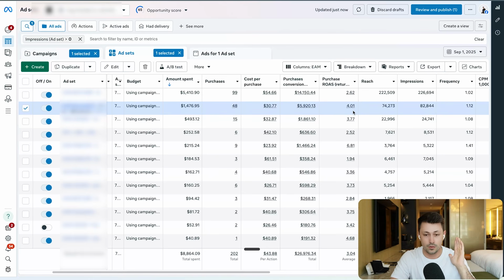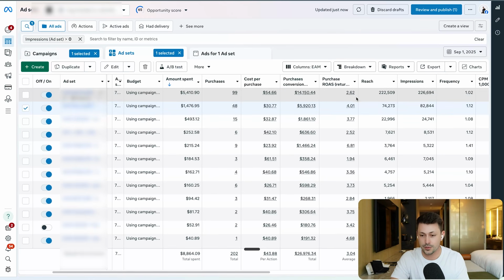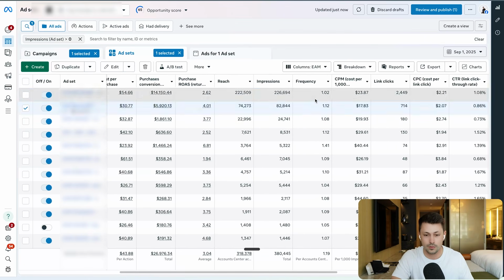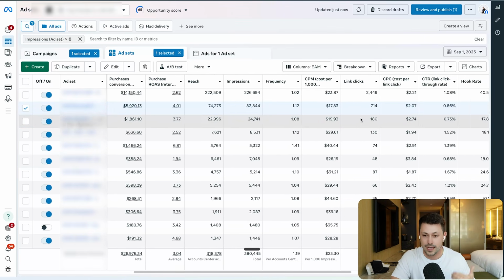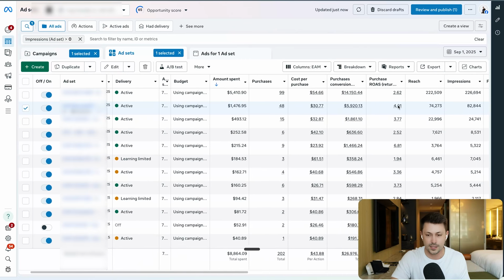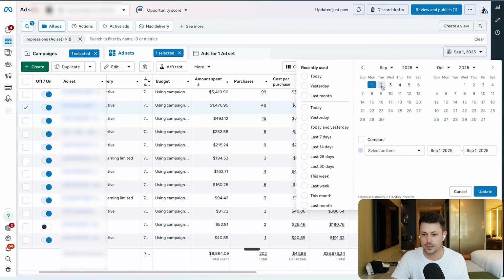And take a look. The ROAS was a 4x compared to a 2.6. And if we scroll to the right, you can see the frequency is relatively low, right? So they're both essentially prospecting. And if we take a look at the cost per click, the cost per click is actually better on this one as well. Okay, well, that's interesting. Let's see what happens if we go to the next day.